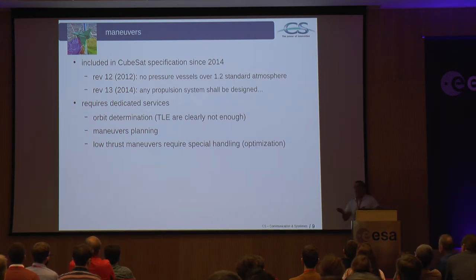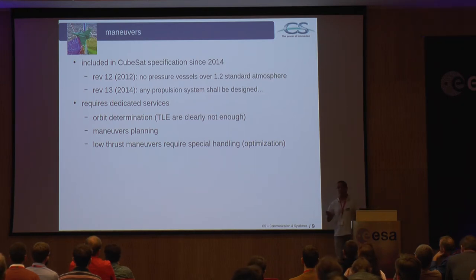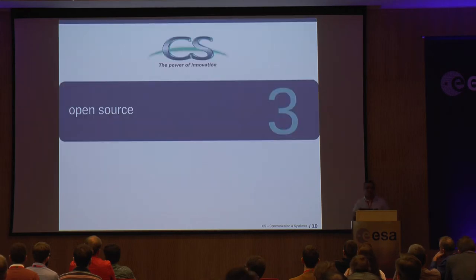For maneuvers, however, you need some dedicated services. You need orbit determination in order to know where you are before you know where you want to be and how you can go from here to there. And in some cases, if you have a low thrust maneuver, and in the case of CubeSats you will almost always have low thrust maneuvers, the optimization is quite different from a classical impulse maneuver or chemical maneuver optimization. So it is also something that is quite difficult to do.